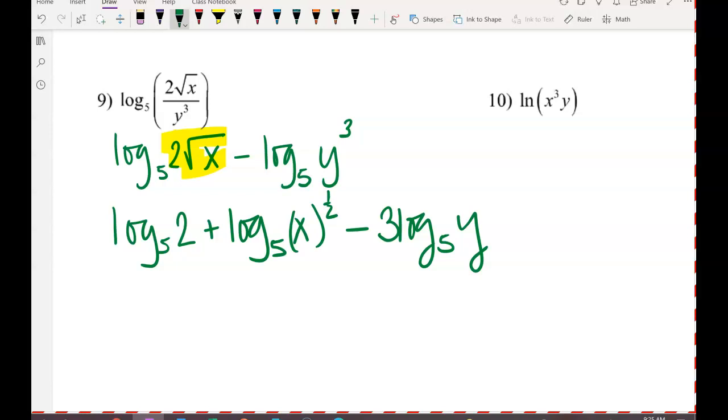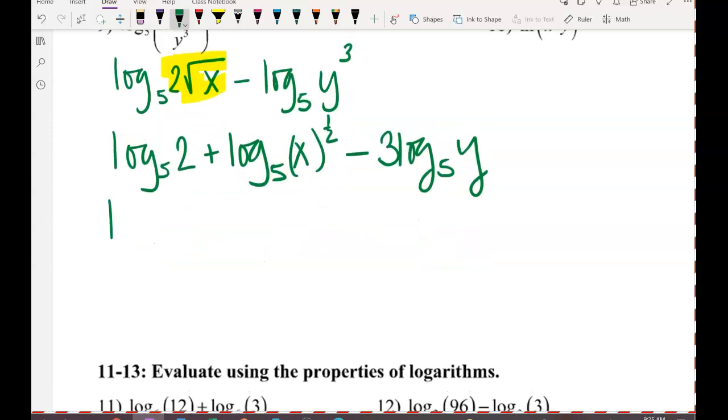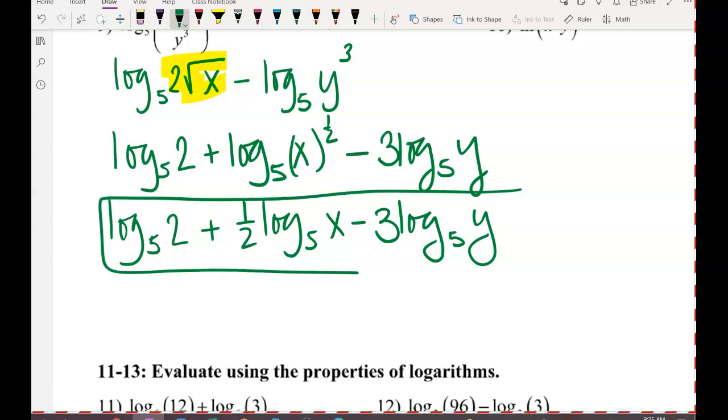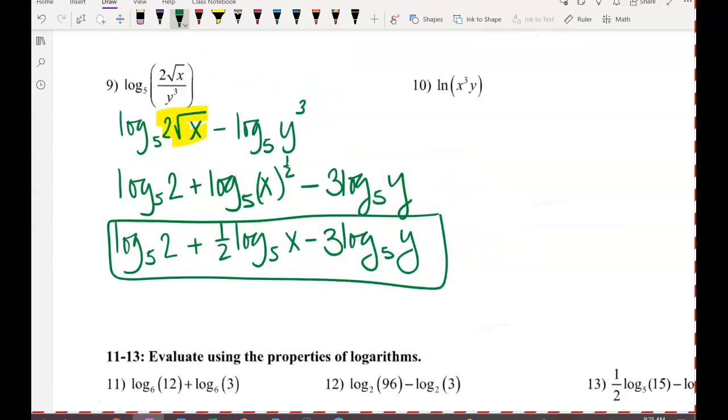So where does the power go again? In front. Finally, answer. Log base 5 of 2 plus what, y'all? 1/2 log base 5 of x. Beautiful. All right.